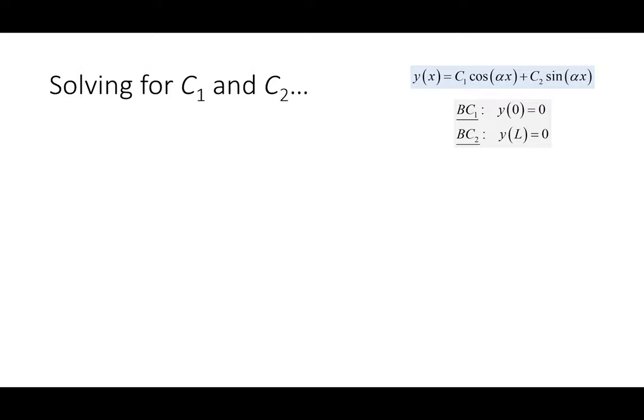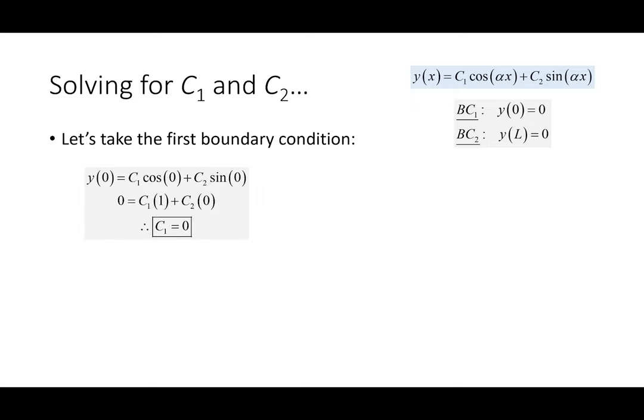Here's our expression for deflection. Here are our boundary conditions. Let's apply the first boundary condition. The first boundary condition says that y of 0 equals 0. So y of 0 equals c1 times the cosine of 0 plus c2 times the sine of 0. What's the sine of 0? 0. What's the cosine of 0? 1, right? So 0 equals c1. So c1 is 0.